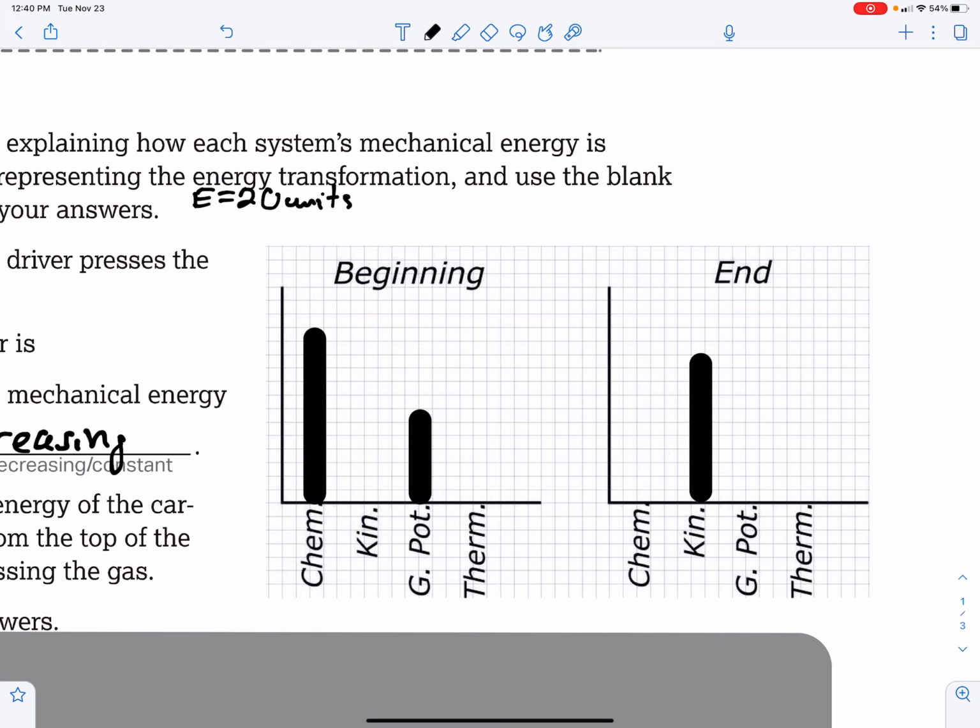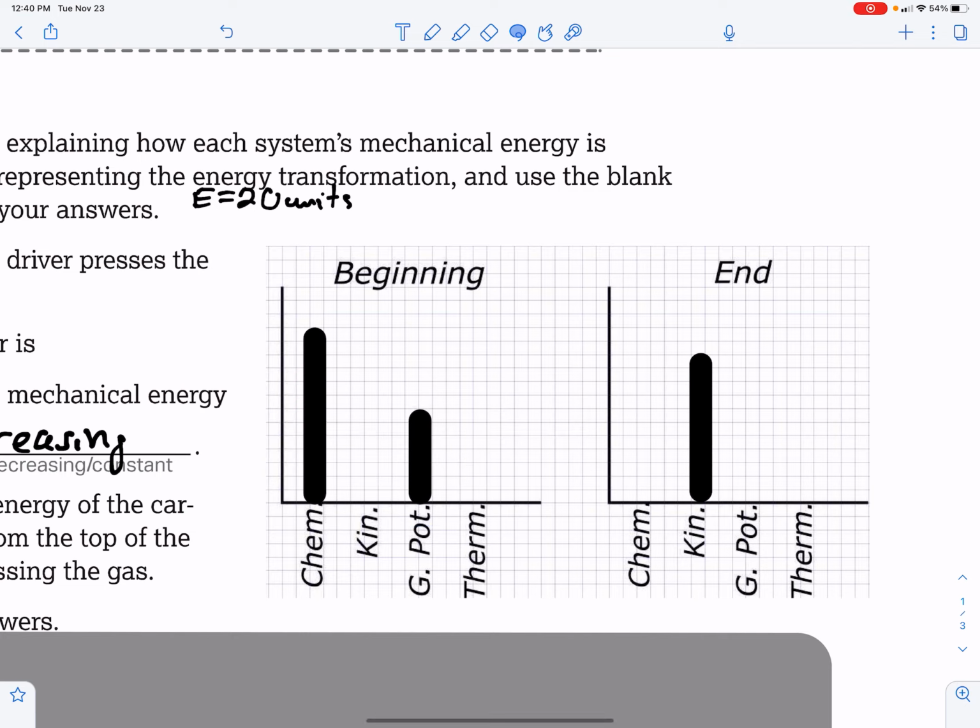Okay, so I'm raising that to about 11 units of kinetic energy. What that's showing you is some of that kinetic energy was the original 7 units of gravitational potential energy, plus some of the chemical energy that I injected into it by pressing the gas pedal, which means now the chemical energy has to come down.